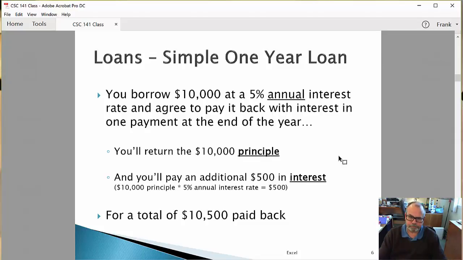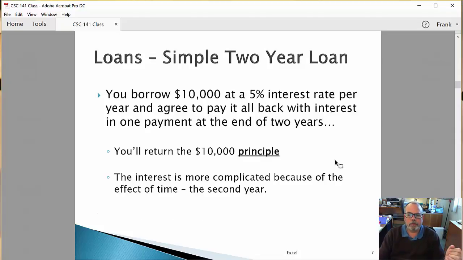Now, let's take this example and say instead that you borrow the money over a period of 2 years at 5% annual interest rate. That's another way of saying that it's 5% per year. And let's see how that loan works. So you borrow $10,000 at 5% interest rate per year and agree to pay it all back with interest in a single payment at the end of 2 years.